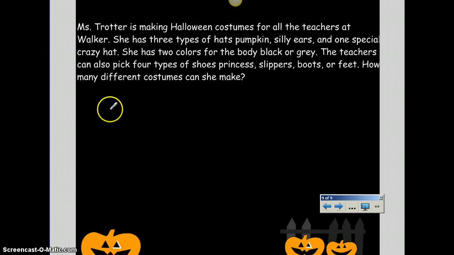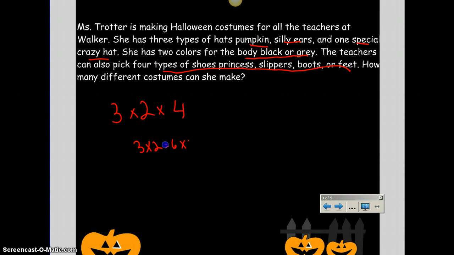So, I know that there are 3 types of hats: pumpkin, silly ears, and a special hat. 2 colors for the body, black or gray, and 4 types of shoes: princess, slippers, boots, and feet. And all I have to do is take these and multiply them. So I'm going to do 3 times 2, which is 6. And take that and multiply that by 4, and that is 24. That's the fast way to do the combinations.